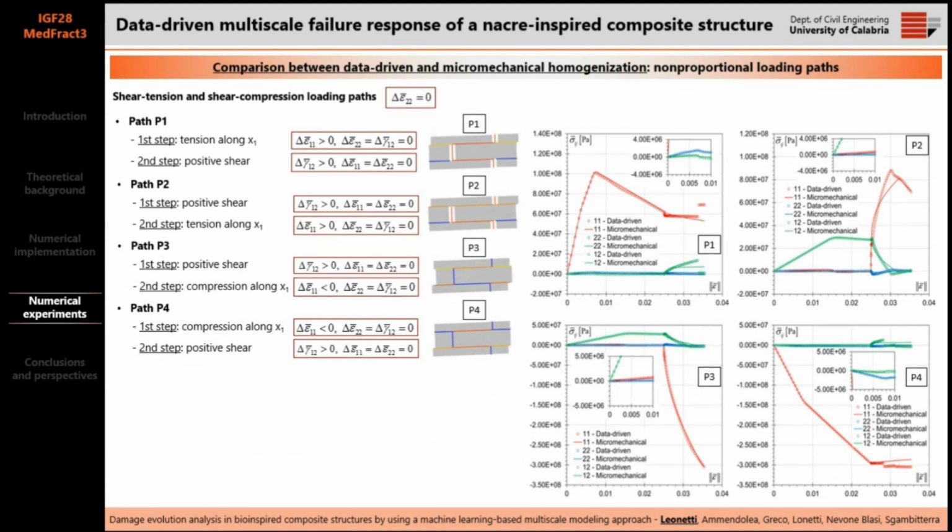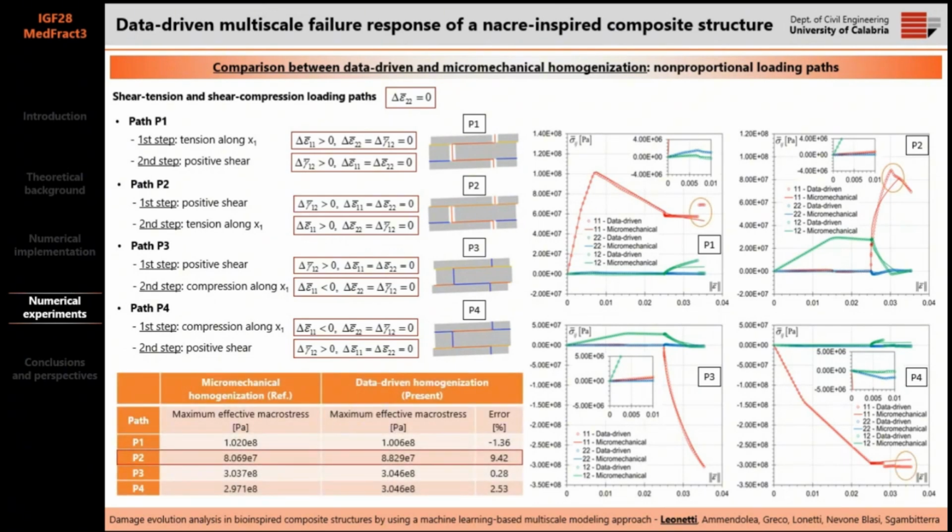P1 is a two-step loading: first tension, then shear loading. The second one, first shear and then tension along the horizontal direction. P3, shear and compression. P4, first compression, then shear. So these complicated paths are a stronger validation for our approach. However, a reduced accuracy can be seen in these slides. So the results are quite good, but there are some discrepancies. The error here is about 9%, and you can also see discontinuities in the response predicted by the data-driven approach.